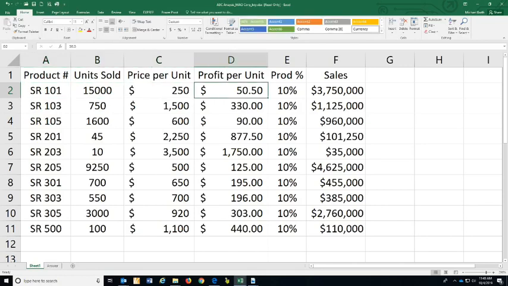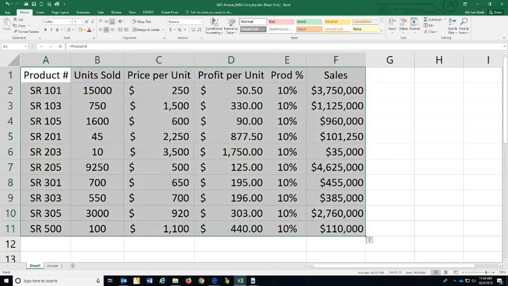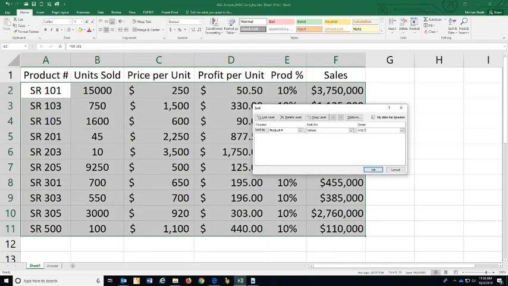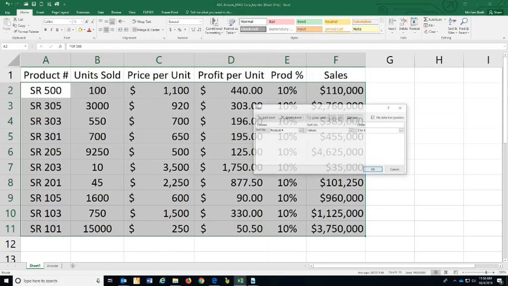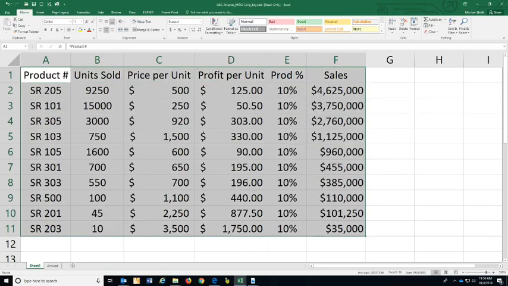So if we're trying to figure out what's the most important, well, that's where the 80-20 rule comes in. So if we're going to do sales, what we do is simply rank everything from the highest sales to the lowest sales. Sales, largest to smallest. There we go.